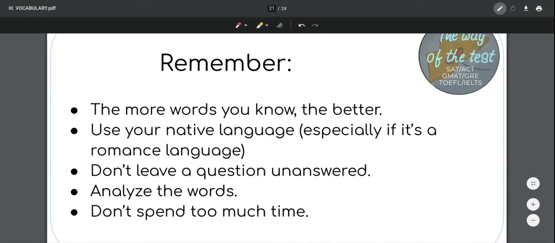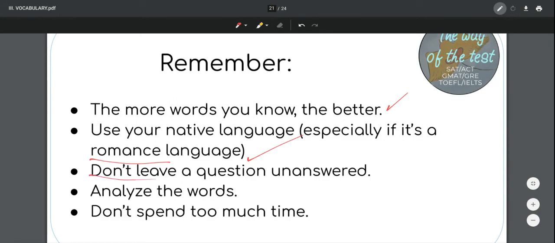Okay, important things to remember. The more words you know, the better. I know this sounds obvious, but trust me, this is basically the key of it all. The more words you know, you don't even need the context. Remember to use your native language, especially if you come from a Romance language, because that means you come from Latin and you're going to have a lot of roots from Latin. Of course, also a lot of prefixes.